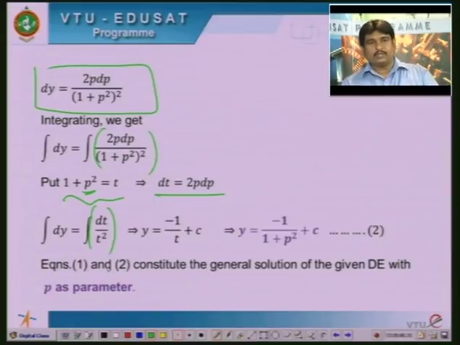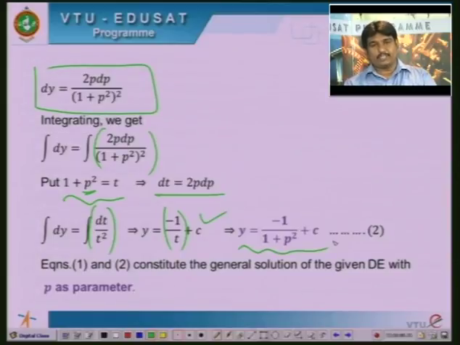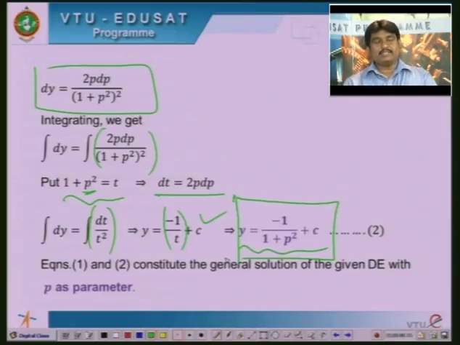Now integrate it, y equals integration of 1 by t square is minus 1 by t plus some constant of integration, and you simplify this to get y equals minus 1 divided by 1 plus p square plus c. Now you can see here y is in terms of p, y equals minus 1 divided by 1 plus p square plus c.